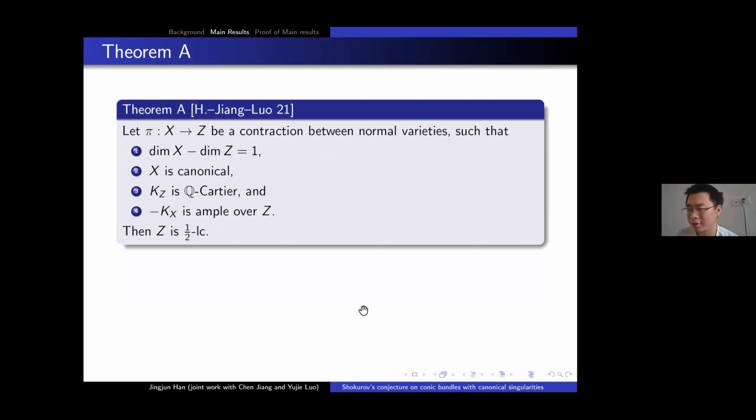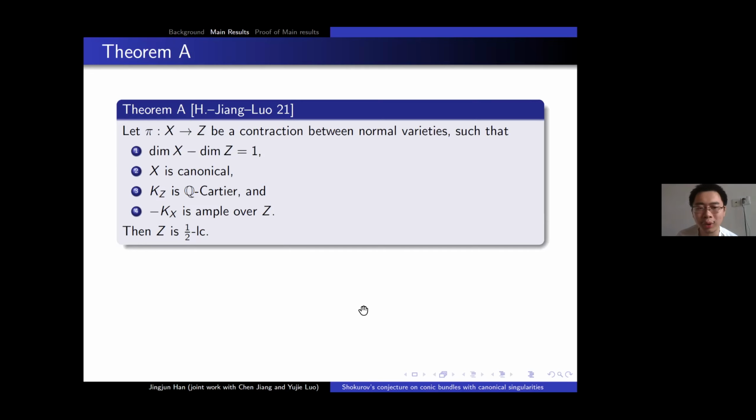Now I would like to introduce our first main result in today's talk. Theorem A, which is my joint work with Chen Jiang and Yujie Luo this year. Let π be a contraction from X to Z between normal varieties. If the relative dimension, the dimension of X minus the dimension of Z, is equal to 1, X has canonical singularities, and Z is of Q-Gorenstein type, this means that K_Z is Q-Cartier.